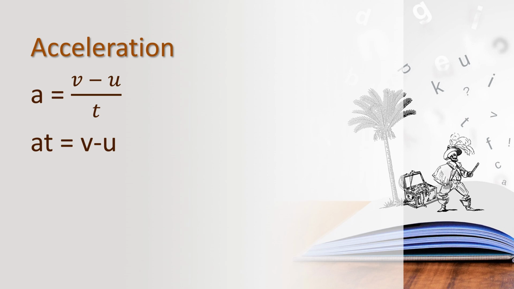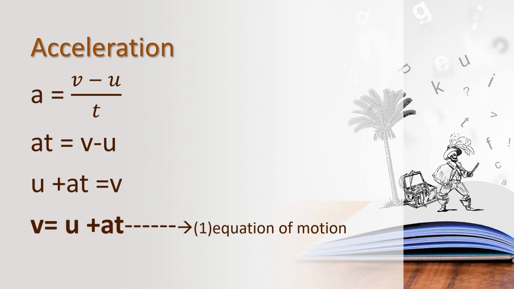And we are going to add u on both sides. Okay, children, what will you get? u plus at equal to v. Can you all understand? We are just adding u on both sides. In the right hand side, already a minus u is there, so plus u and minus u are cancelled. So we get u plus at equal to v. So we can easily get the equation of motion, that is v equal to u plus at. Can you all understand?